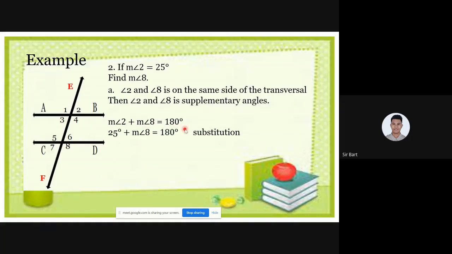By substitution, let's substitute the value of the measure of angle 2, which is 25 degrees. 25 degrees plus the measure of angle 8 is equal to 180 degrees. Using APE or addition property of equality, the measure of angle 8 is equal to 180 degrees minus 25 degrees. So the measure of angle 8 now is equal to 155 degrees.